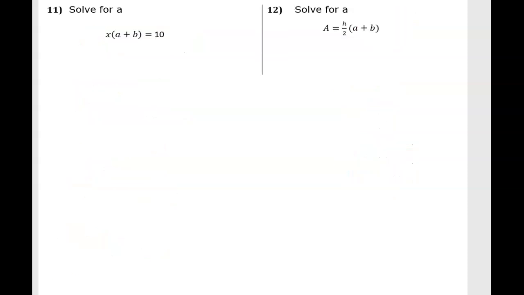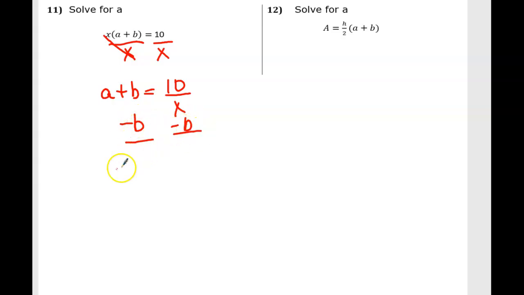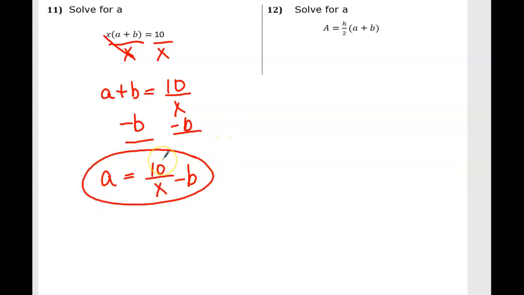All right, number 11, we're going to solve for a. Now, since the x is being distributed to the a plus b, you don't want to distribute it. You actually want to start out by dividing by x. So you end up with a plus b is equal to 10 divided by x. Now it gets pretty easy because we're solving for a. All we have to do is subtract our b. So a would be equal to 10 divided by x minus b. And be careful that b is not divided by x. It's 10 divided by x minus b.